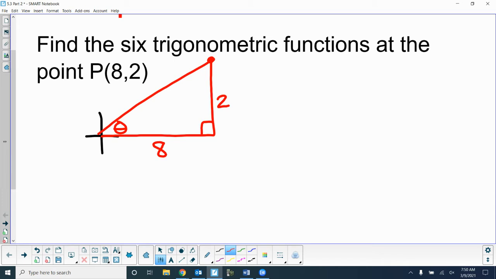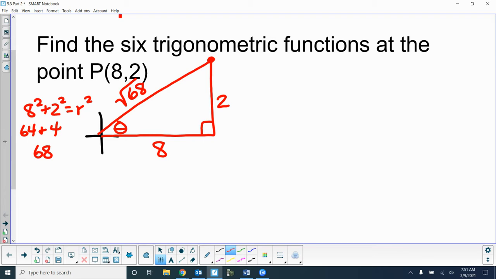Okay, so 8 squared plus 2 squared. You could use C, or yesterday they were telling you to use R. But again, it's just the same as Pythagorean as last week. So it's 64 plus 4, right? So it's 68. So what's R? Square root of 68, right? Remember, it's the square root of that.